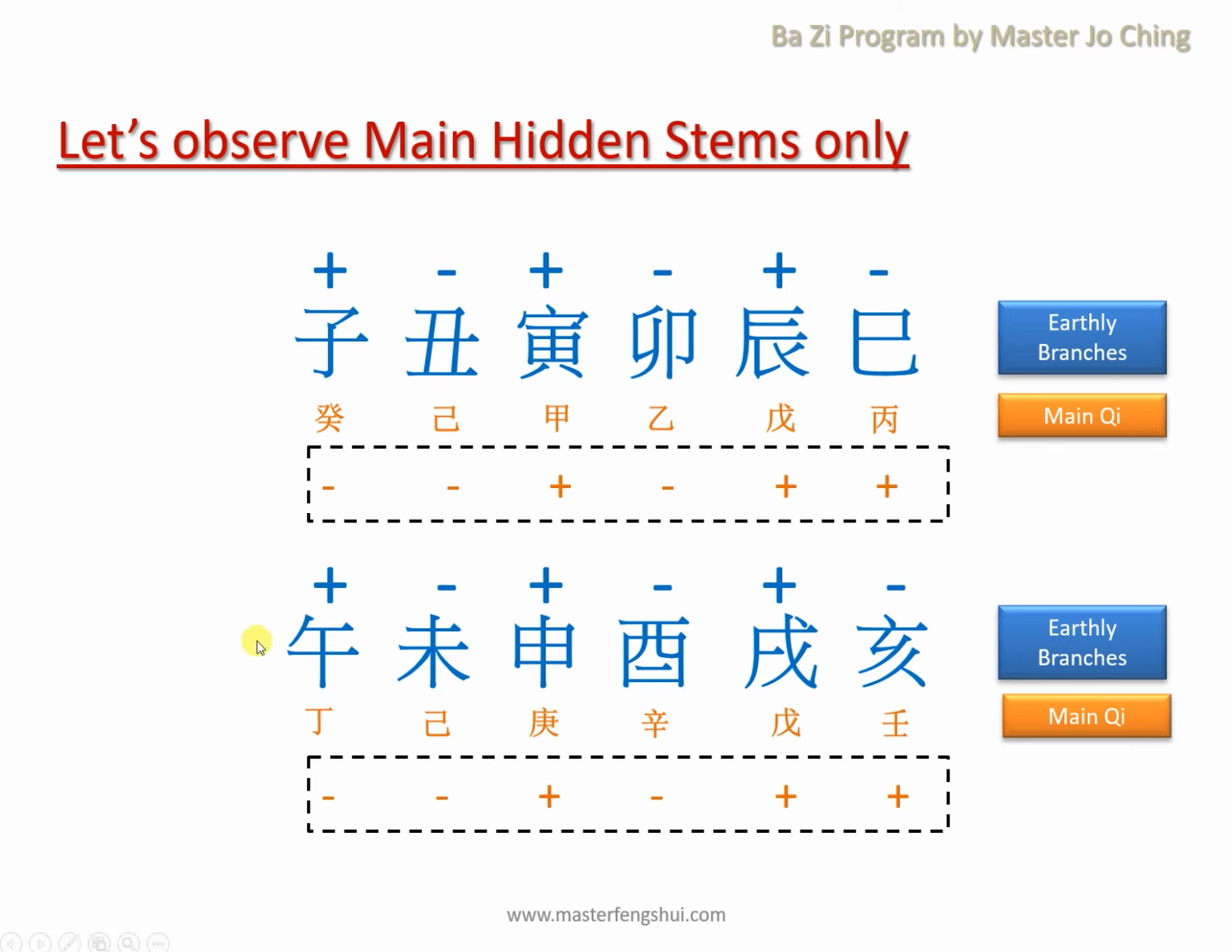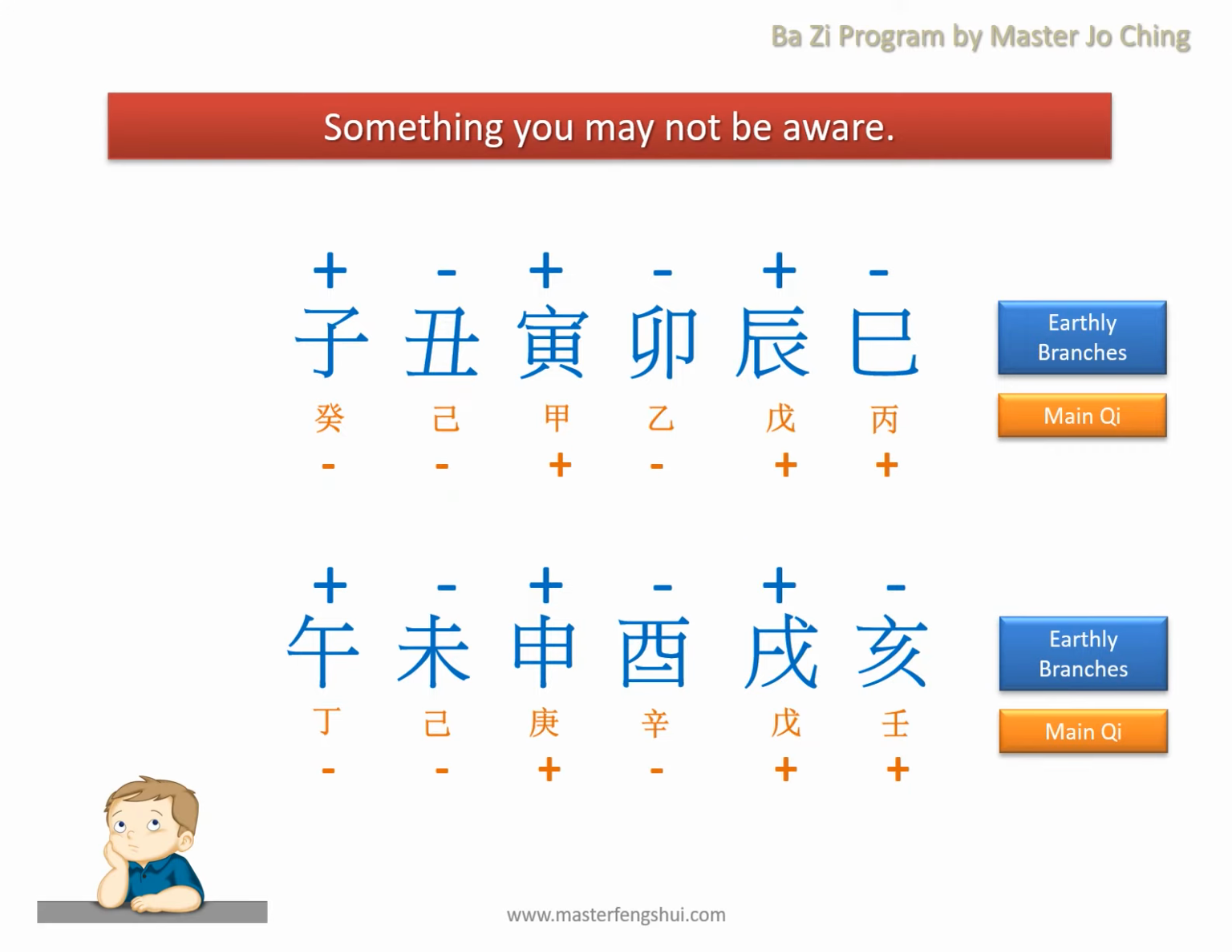So this will show you the polarity of the main qi hidden stem. Okay, so Gui water is actually yin. Ji earth is actually yin. This one, Jia wood, is actually yang. Yi wood is yin wood. So Wu earth, yang earth, is yang. Bing is a yang fire. Okay, although, alright, let me go to the next page.